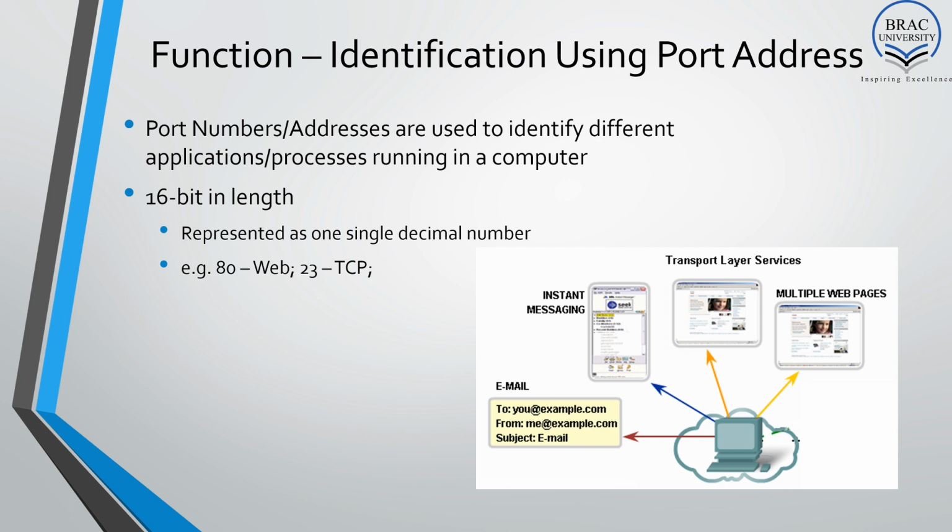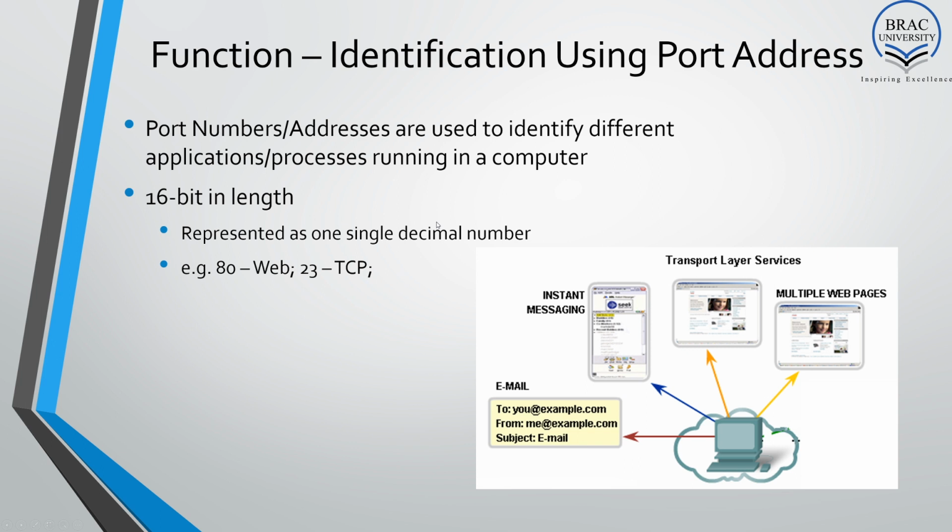So this port address is 16 bits in length and is represented as one single decimal number. So there is a 16-bit number and we just convert it to one single decimal number. For example, there are some port addresses that are predefined, say port 80 is used by the web, port 23 is used by Telnet. There are others used by DHCP, DNS and whatnot. All of them have fixed port numbers, right?